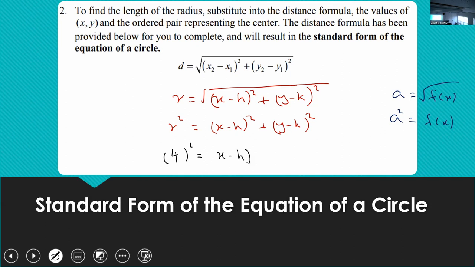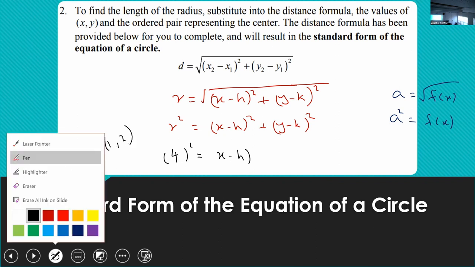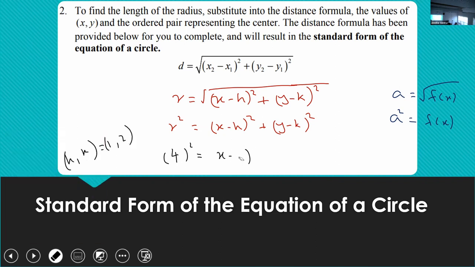So say my center point is 1, 2. It's going to be x minus 1 quantity squared plus y minus 2 quantity squared equals 16. Leave it. That's it. Don't try doing anything with it. I feel like you guys are trying to take it to that next step and you don't have to. It's fine just like that.